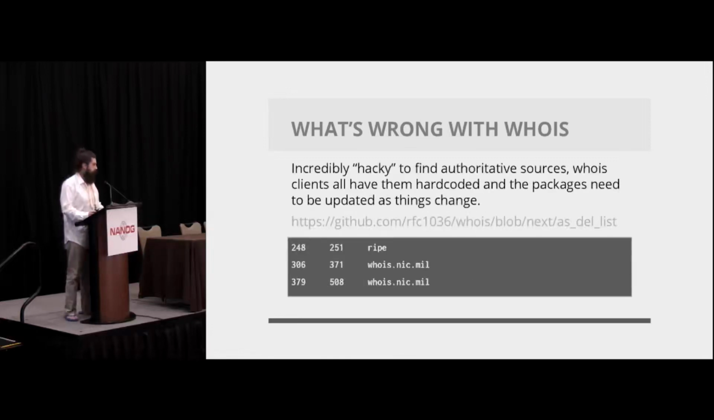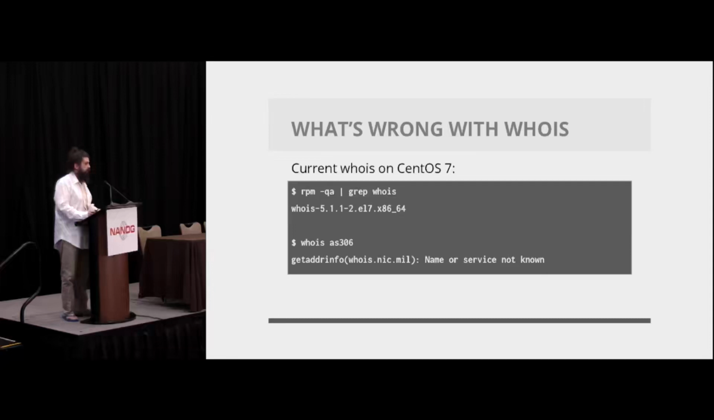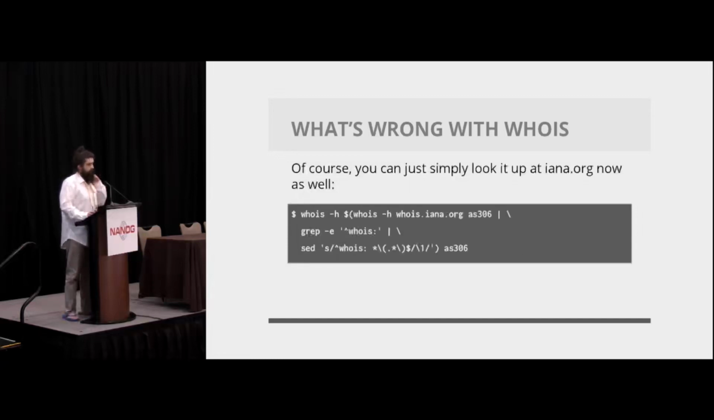Which brings us to the Whois clients. Originally, before rWhois, this was a text file. So in my example here, and I can't read that far away, but there's 3 ASNs that go to RIPE, and then 306 to 371, I think, go to nic.mil. Well, nic.mil no longer exists, and it's handled by ARIN now. So on a modern current install of CentOS, if you try to Whois AS306, nic.mil doesn't exist, so you get nothing.